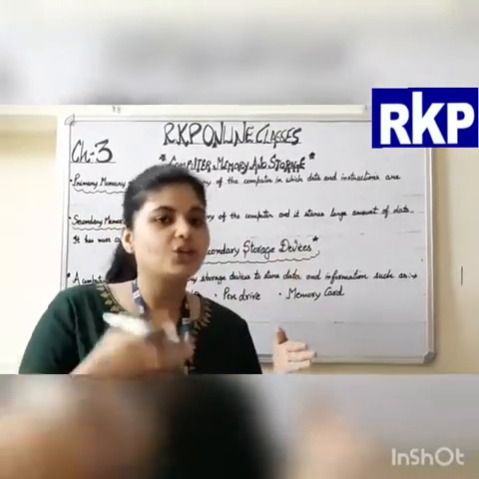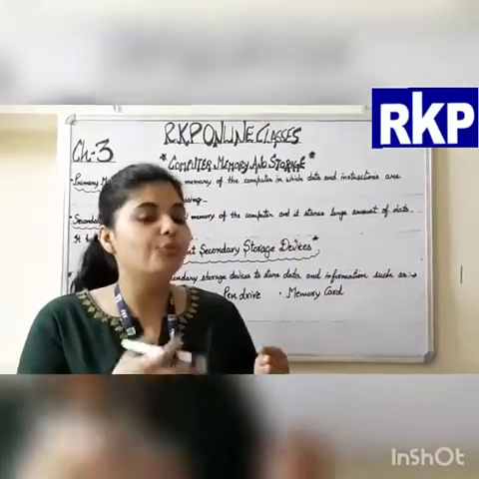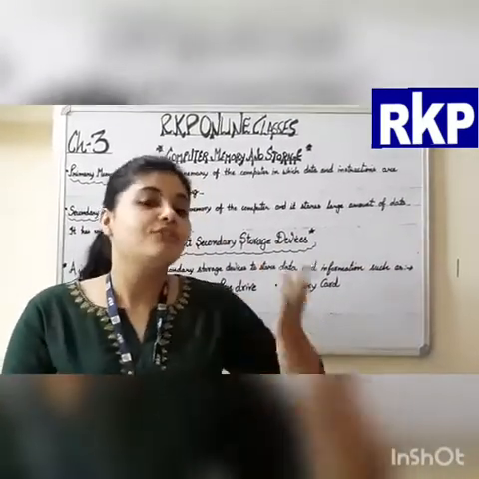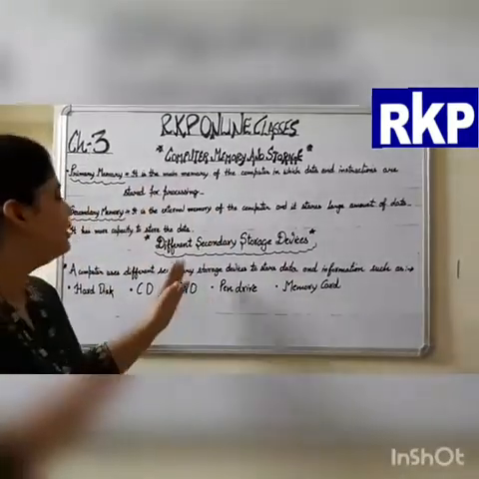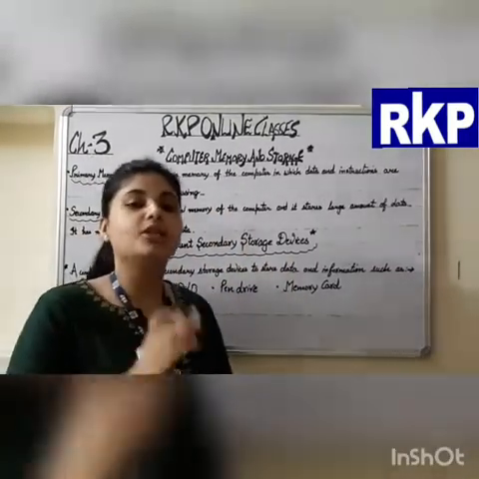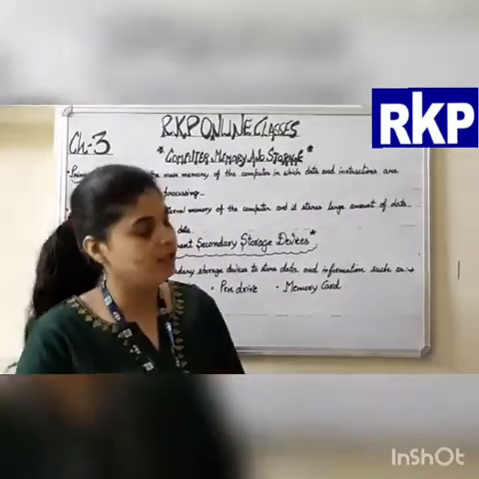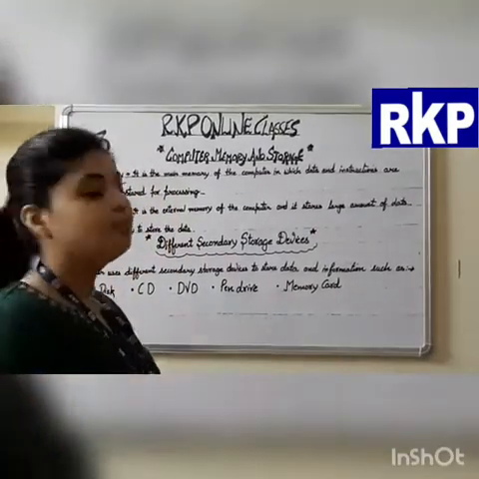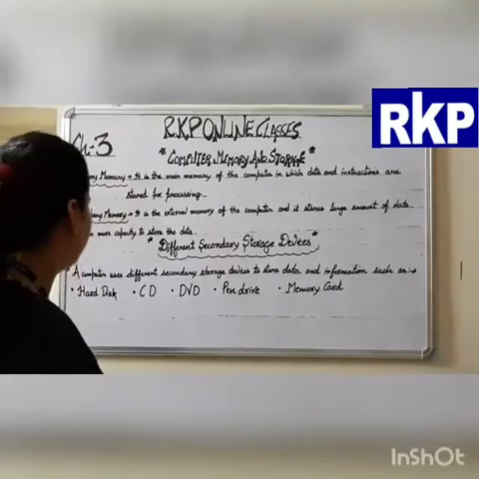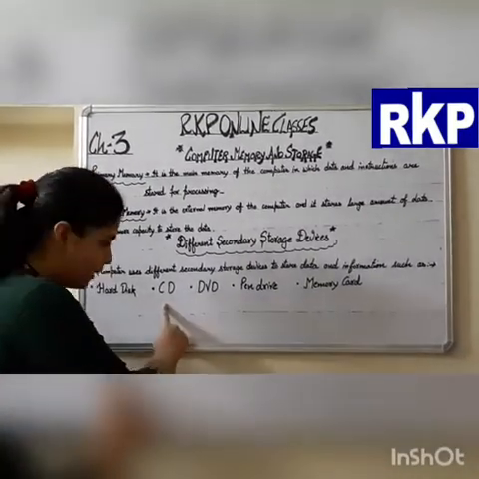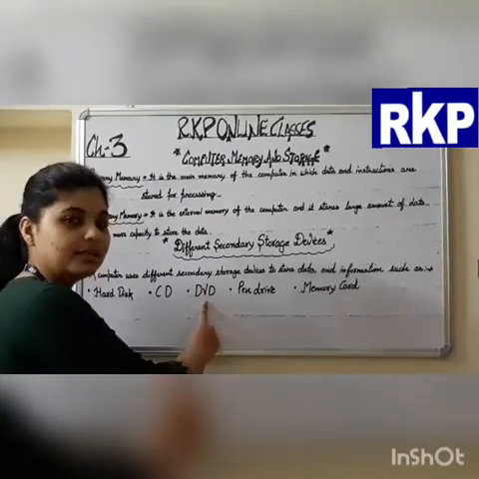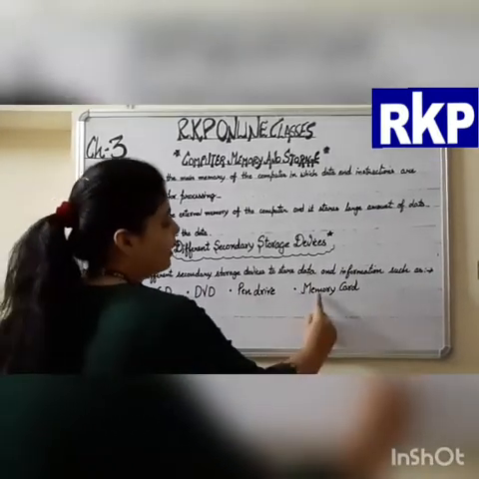We use shelves to keep our books, a wardrobe to keep our clothes, and a refrigerator to keep food. Similarly, we use different secondary storage devices in order to save the data and information. Some popular secondary storage devices are hard disk, CD (compact disk), DVD (digital versatile disk), pen drive and memory card.